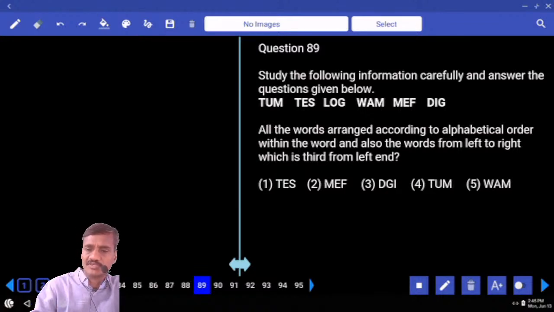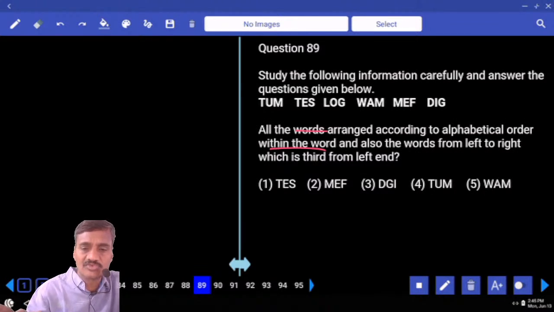All the letters are arranged according to alphabetical order within the word. If it is within the word, the letters must be arranged in the alphabetical order, isn't it? And also the words from left to right. Now tell me which is third from the left hand here.